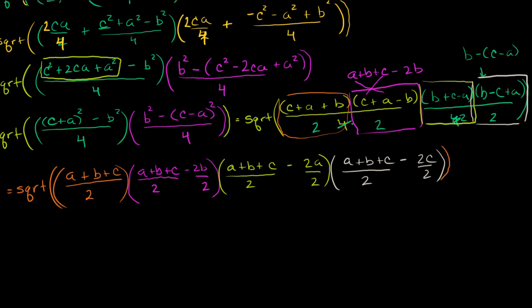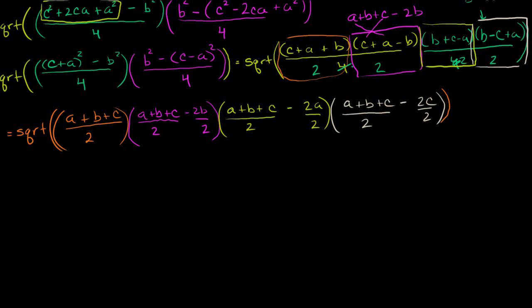Now, if we define an s to be equal to a plus b plus c over 2, then this equation simplifies a good bit. This right here is s. That right there is s. That right there is s. That right there is s. And these simplify a good bit too. Minus 2b over 2, that's just the same thing as minus b. Minus 2a over 2, that's the same thing as minus a. Minus 2c over 2, that's the same thing as minus c.